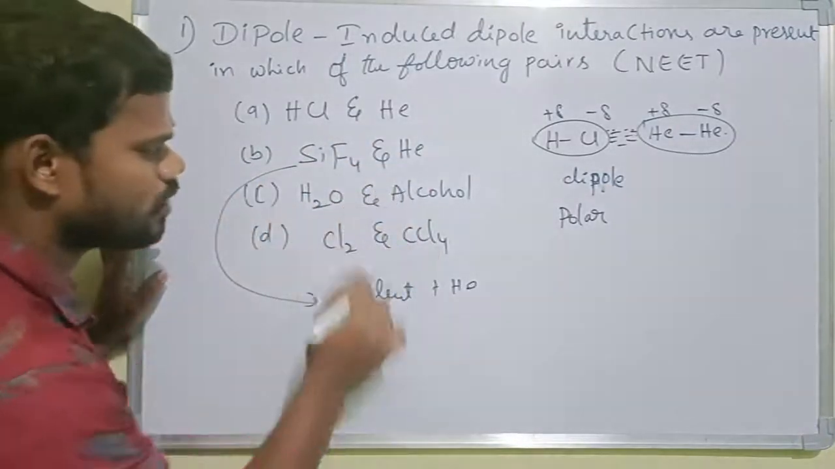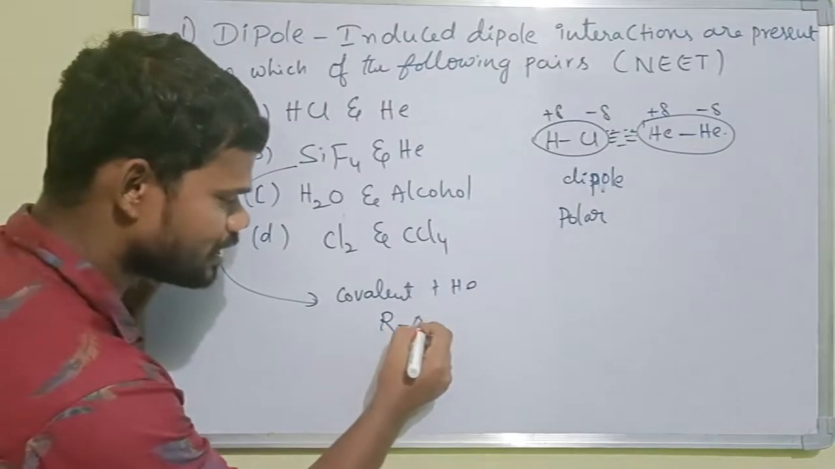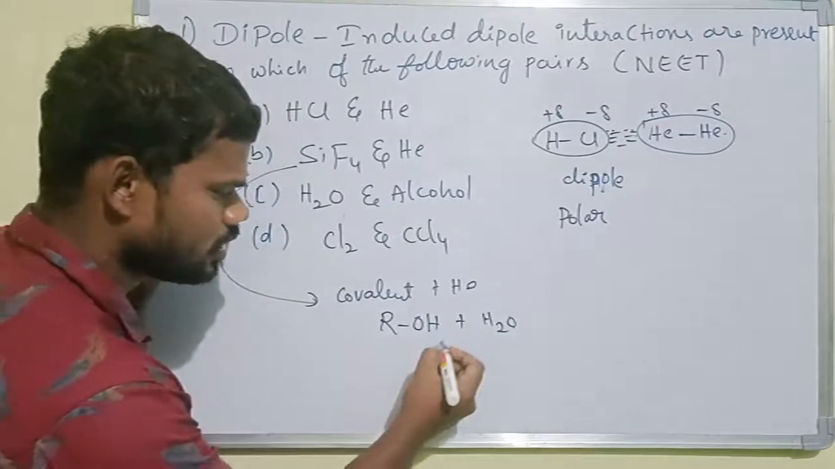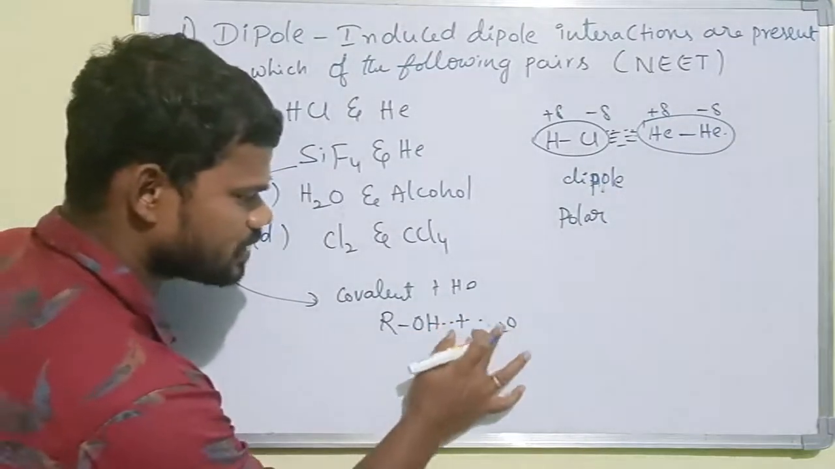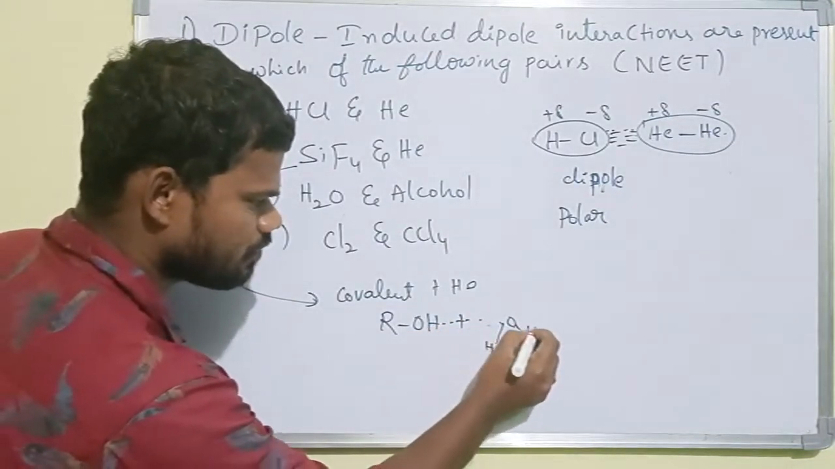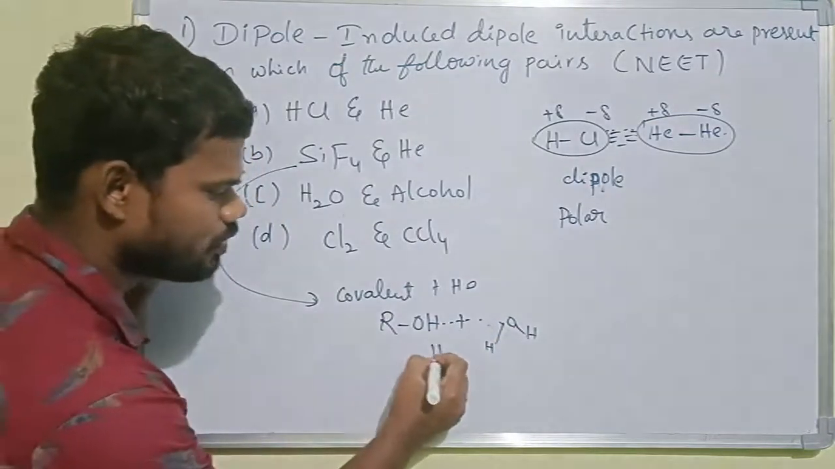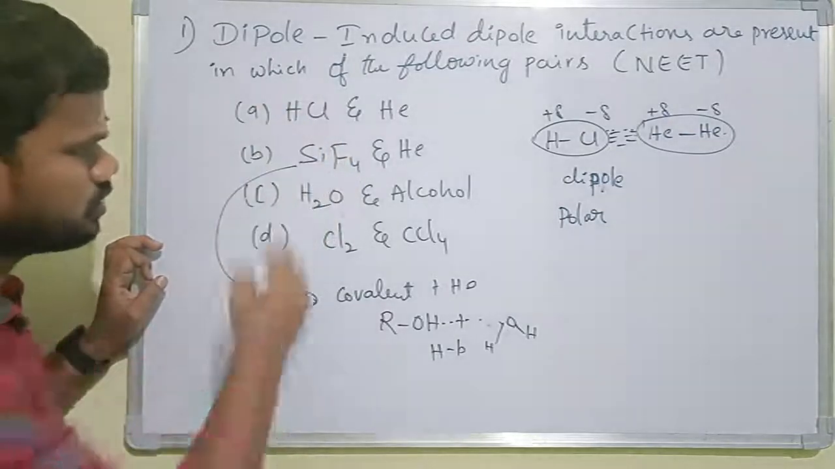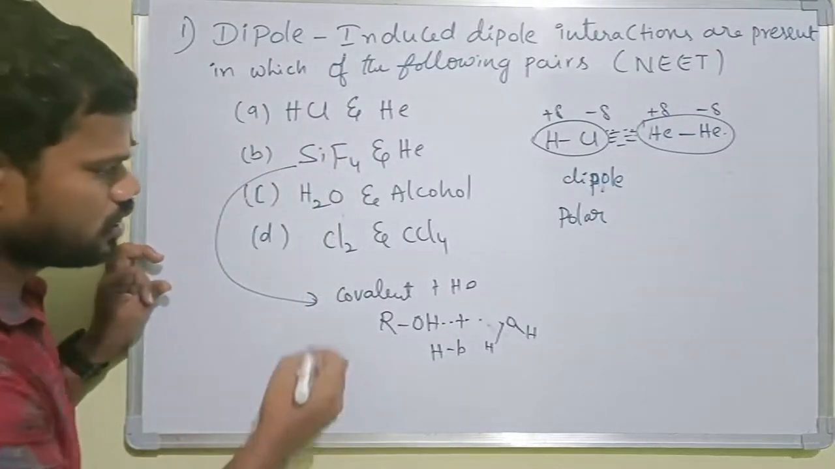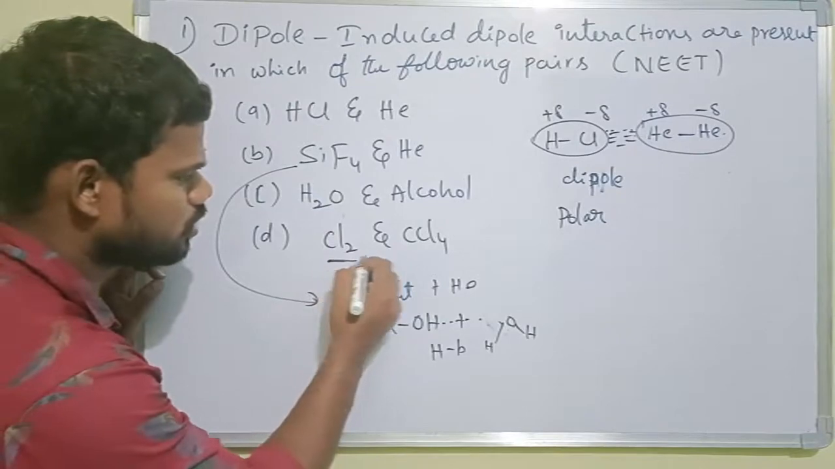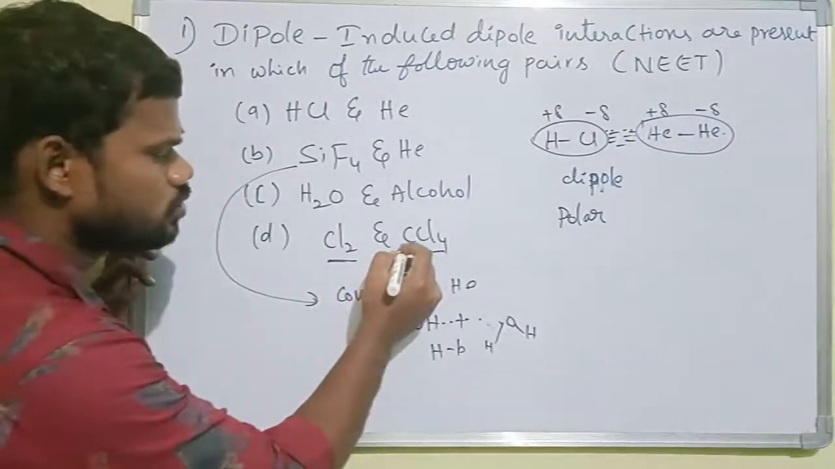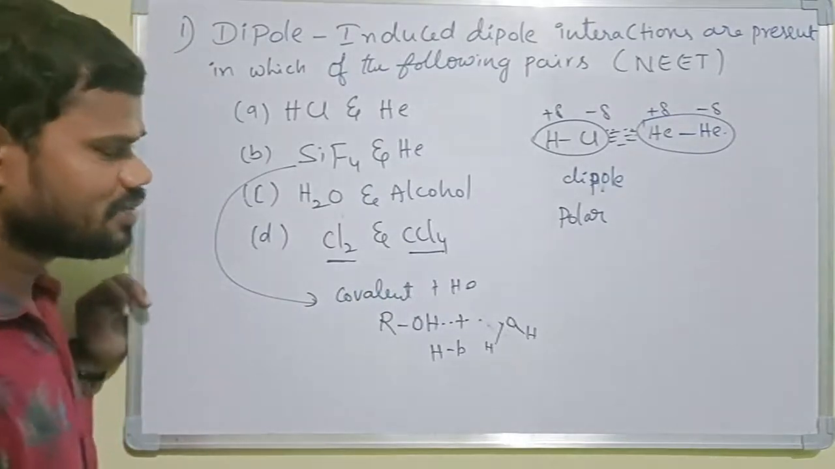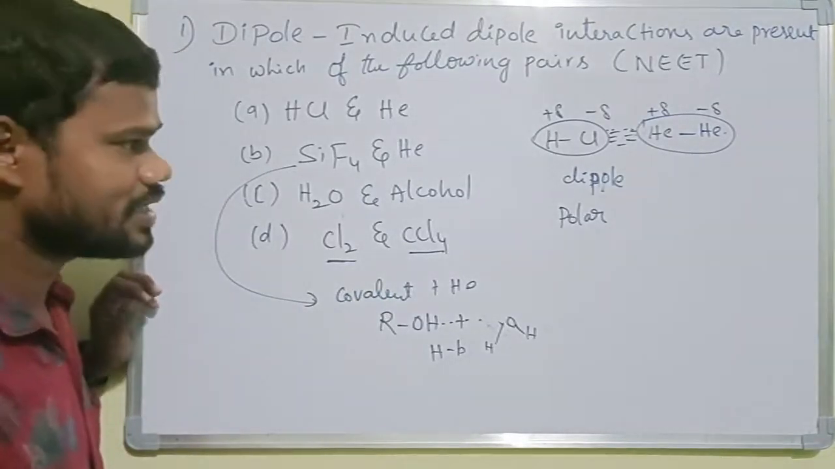Between H2O and alcohol, the alcohol formula is ROH. When it interacts with water, it can form a hydrogen bond, which is a stronger interaction than van der Waals interactions. Between Cl2 and CCl4, CCl4 is covalent, so covalent interactions are present between these molecules.